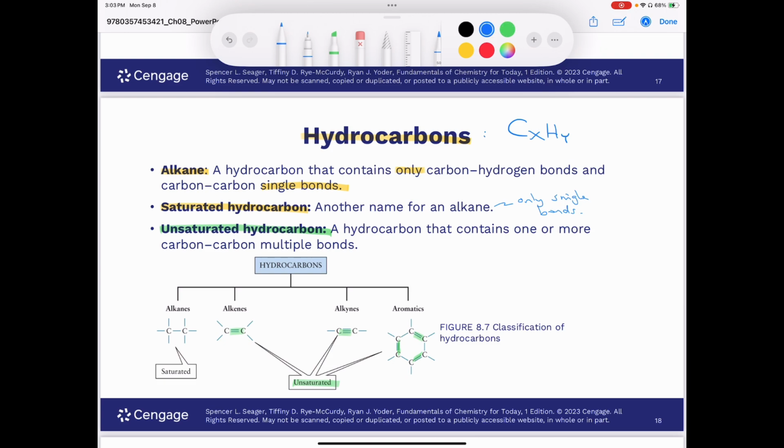So just so you know, carbon can have a single bond between two carbon atoms. You can have a double bond between two carbon atoms. You can have a triple bond, but that's it. There's no quadruple bond or anything like that. So if you have all single bonds, it's saturated. But if you've got double or triple bonds, that's going to be considered an unsaturated hydrocarbon.